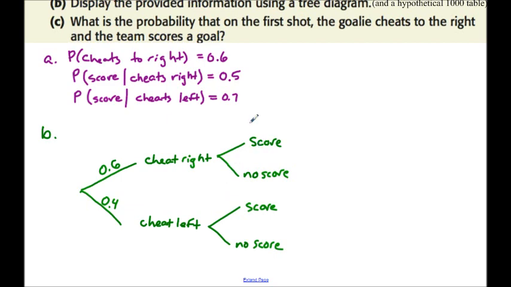Now, based on that, we have to look up above. When we cheat right, the probability of scoring is 0.5. Okay, so that's 0.5. I always like to put a 0 in front of the 0.5.